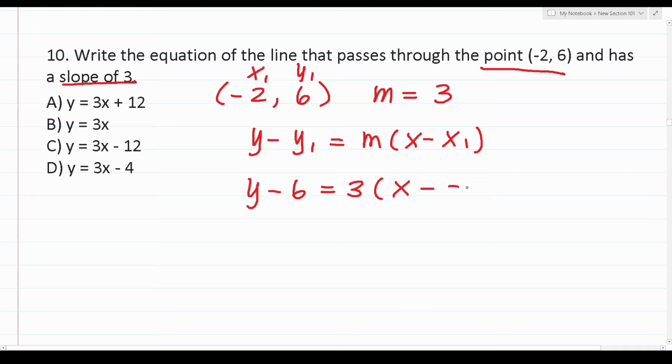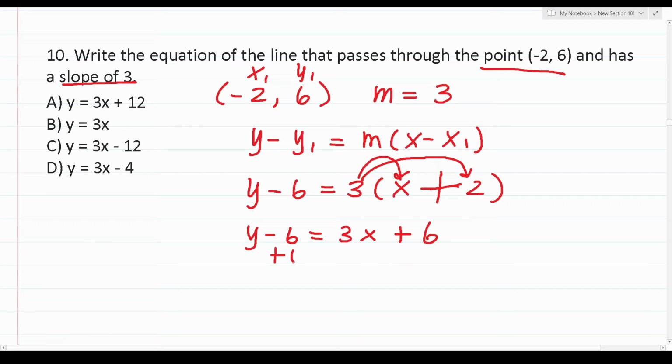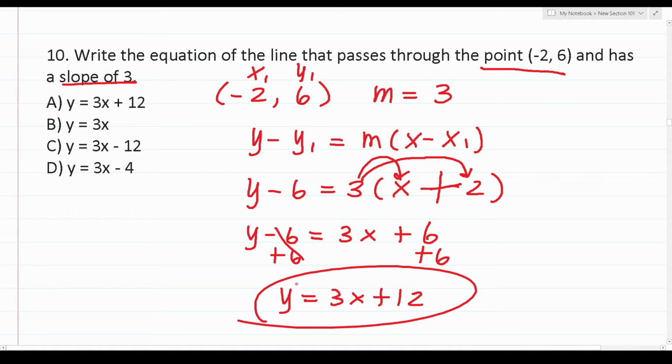That's -2. All right, so now that we've done that, we have to address this double negative. Minus minus always becomes plus, so this is x plus 2. And now we've got to take this 3 and distribute it to this x, as well as to this 2. So this becomes y minus 6 equals 3 times x, which is 3x, plus 3 times 2, which is 6. Let's add 6 to both sides now. This crosses out, leaving you with y equals 3x, 6 plus 6 is 12. All right, so that's our equation of this line, y equals 3x plus 12. And we can see that that is answer choice A in this case. All right, so that's that one. Nothing too difficult there.